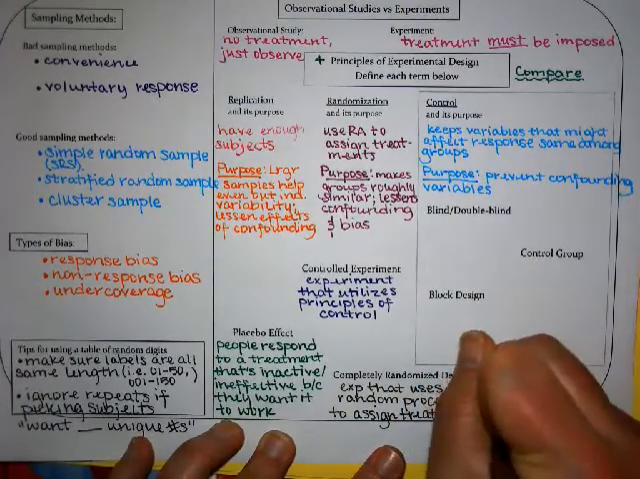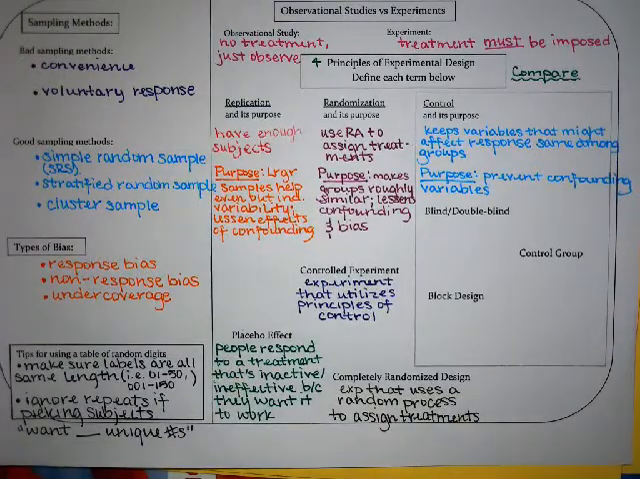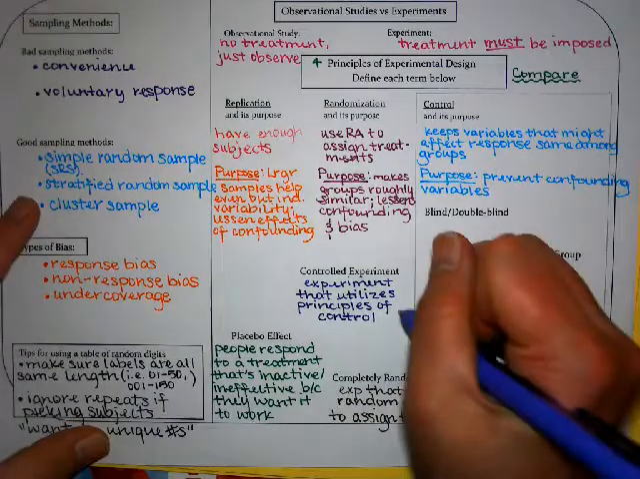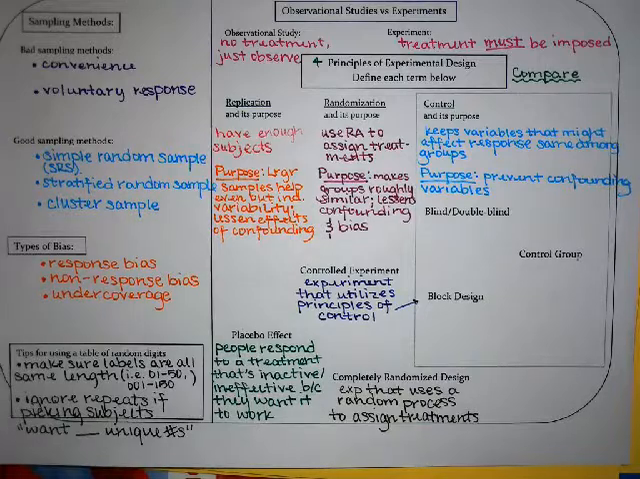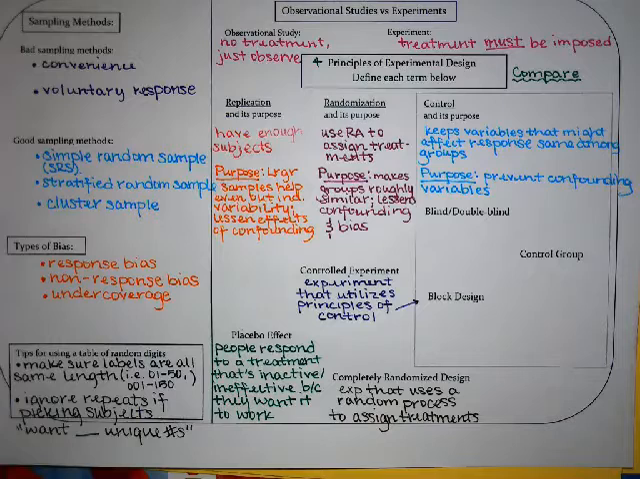Alright, and now we're going to talk about those principles of control. So blind, single blind, and double blind. So single blind, the subjects don't know what treatment they're getting, and the experimenters do, or vice versa. So experimenters don't know, but the subjects do, although more often than not, it's the subjects who don't know the treatment they're getting.